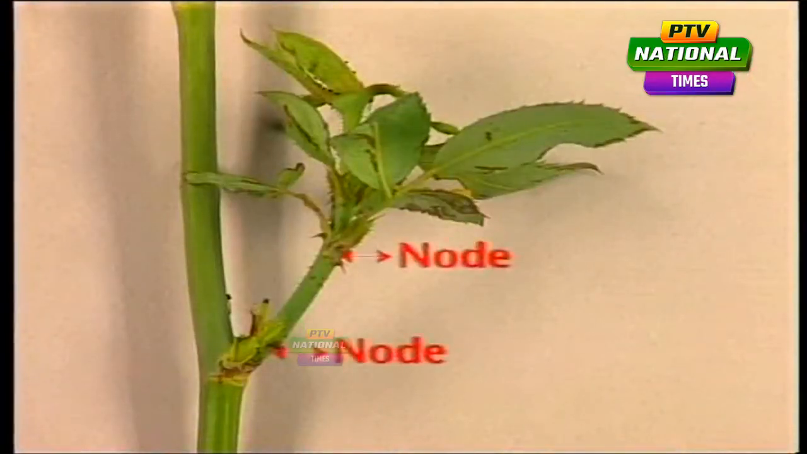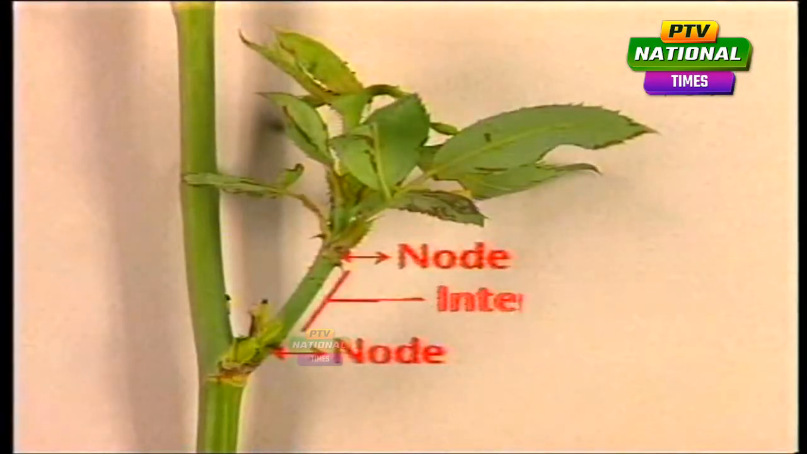Now let's first of all define what a node is. A node is basically that part of the stem through which one or more leaves arise. This is what you call a node. Now what is an internode? An internode is that part of the stem which lies between two adjacent nodes. So these are some specific characters which are present on the stem, or you can say shoot, of any plant.